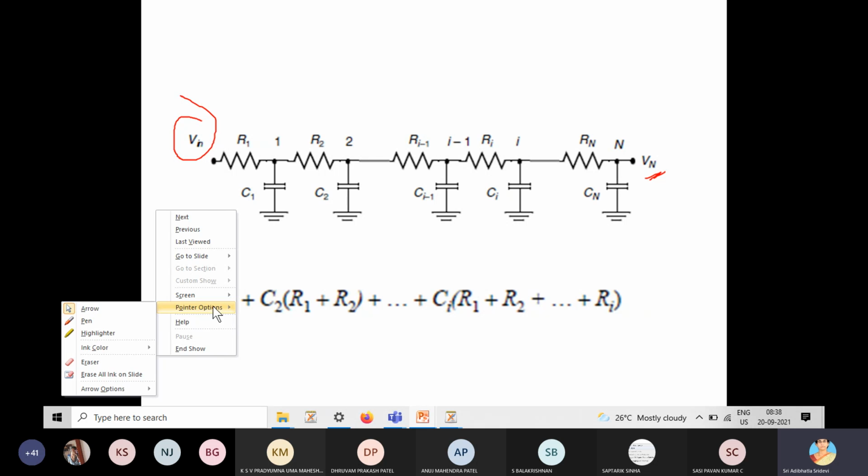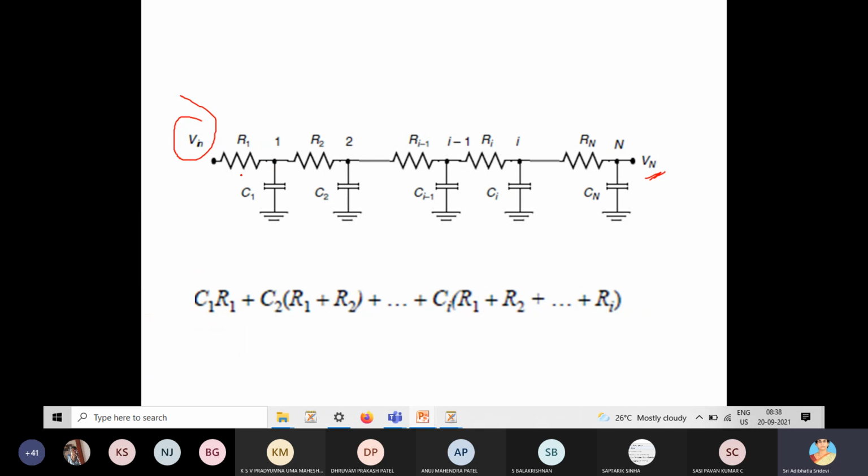Node 1 to source, it's only R1, correct? So we have C1 into R1. Then I becomes 2. So R2 to source multiplied by C2. What is the resistance from 2 to source? R1 plus R2. R1 plus R2 into C2.